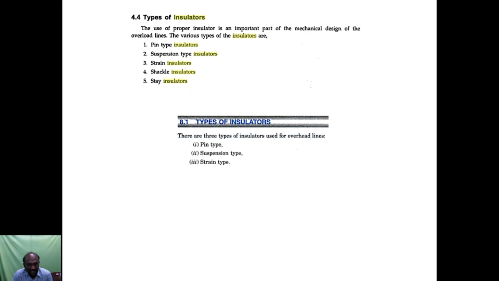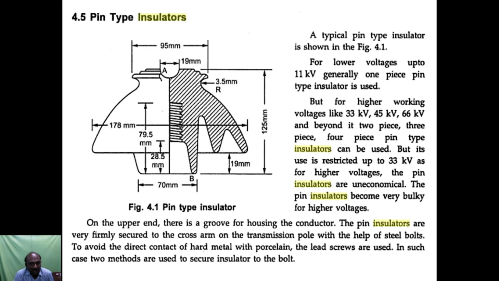For overhead lines, what are the insulators? Normally pin type, suspension, and strain. Pictorially, you can clearly get an idea about the pin type insulators. For a voltage level of 11 kV, we can use these pin type insulators.